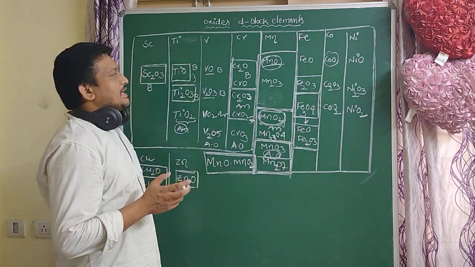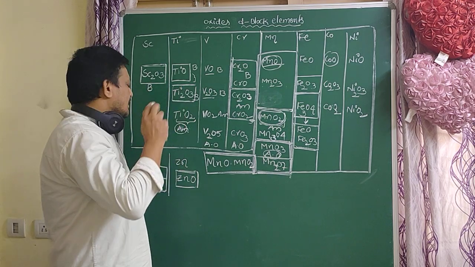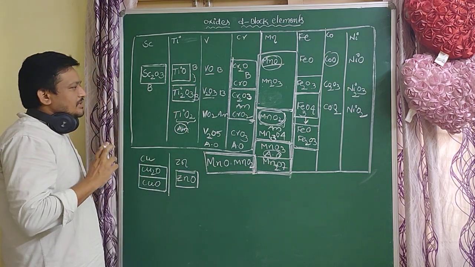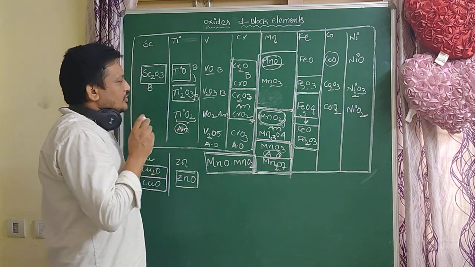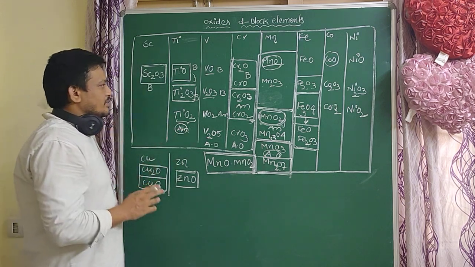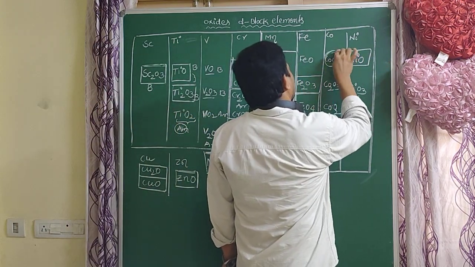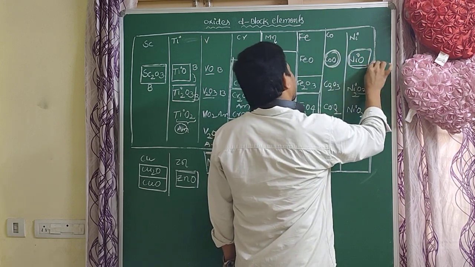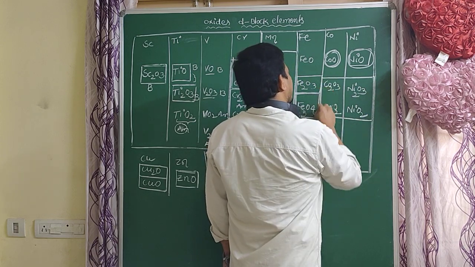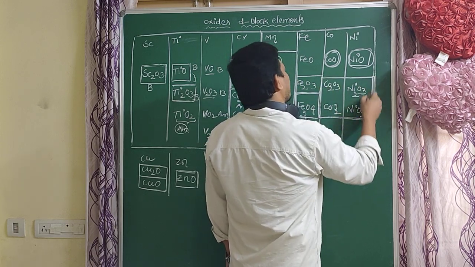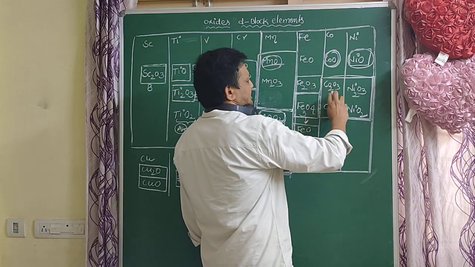Now cobalt and nickel, the heavier elements with higher atomic numbers, along with zinc and copper. These elements form simple oxides: NiO, CuO, ZnO. These are the most stable oxides. The higher oxides here are hydrated oxides, and they are not very stable.